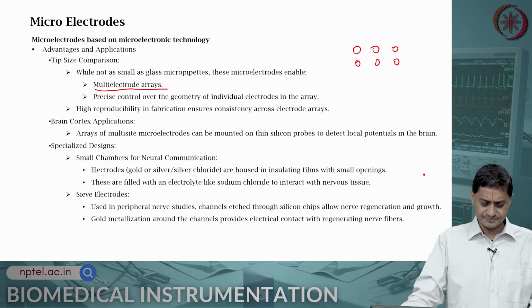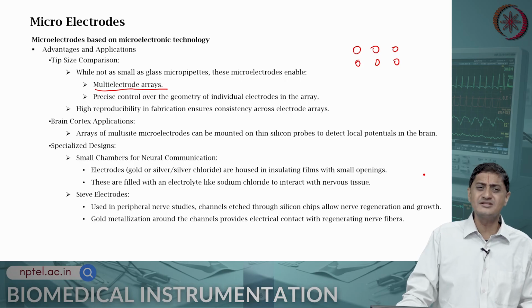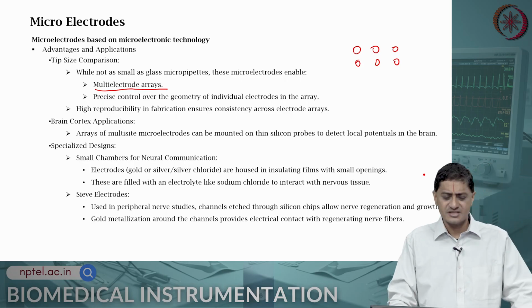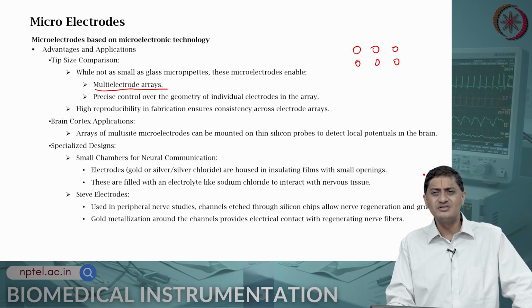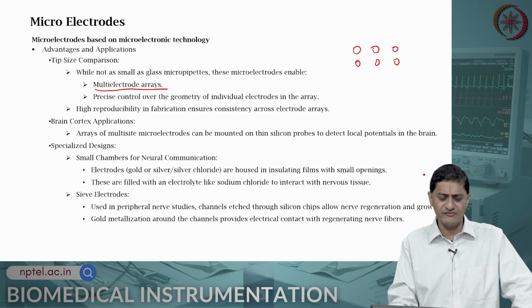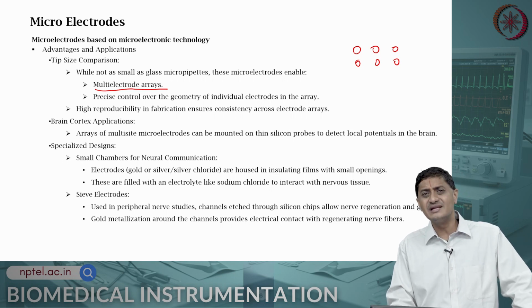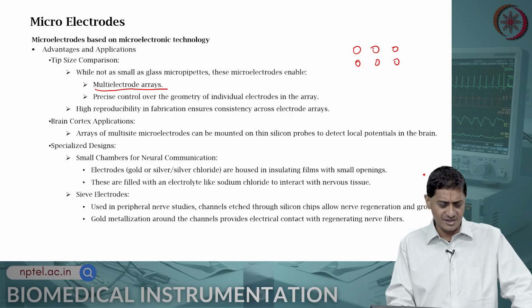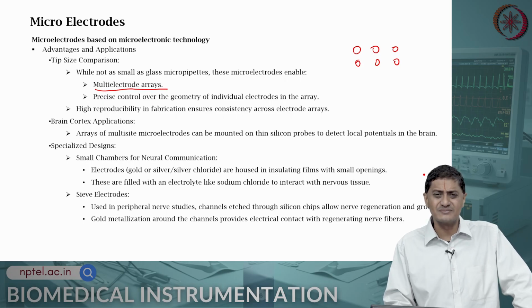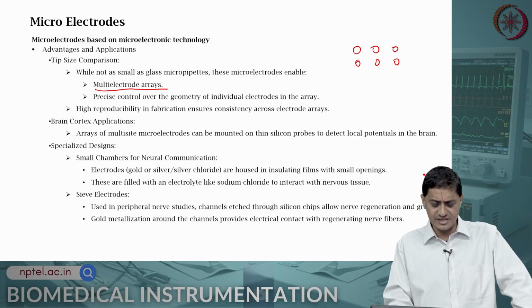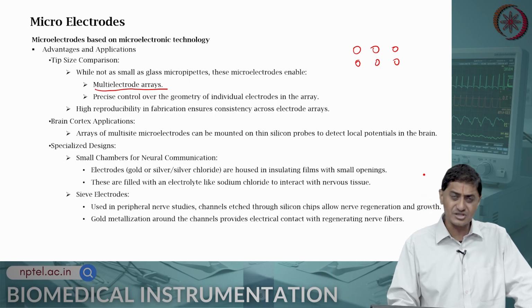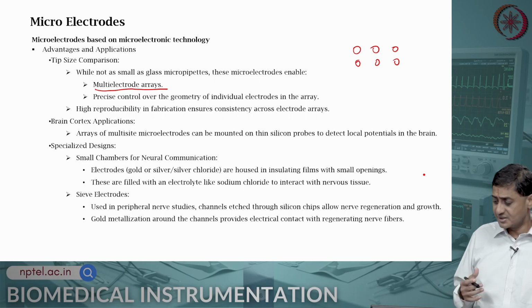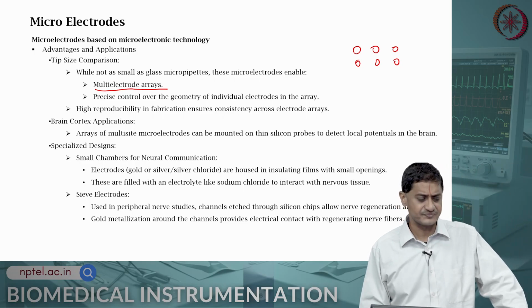And the other approach is to use small chambers, electrodes that are made of gold or silver chloride, housed in insulating films with relatively small openings. These are then filled with electrolytes like sodium chloride that then interact with the neuronal tissues. Then what you have are sieve microelectrodes that are used in peripheral neural studies. Right. These are channels that are etched through silicon chips that allow neuronal regeneration and growth. Again, what is the metal that is used? Gold metallization around these channels that provides electrical contact. So, that is the approach that is used in this case.